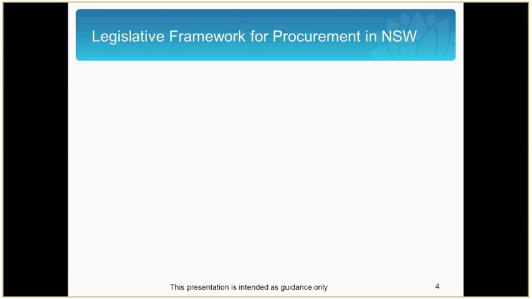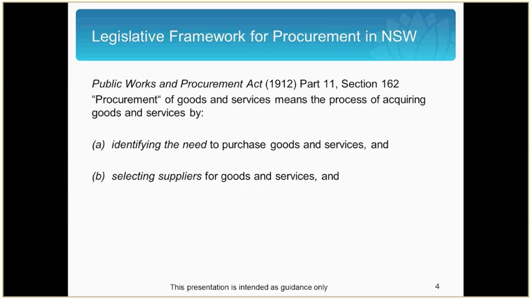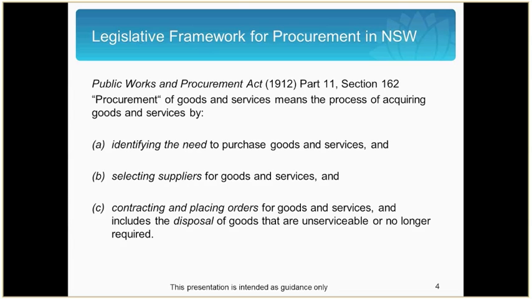The legislative framework for procurement in New South Wales is the Public Works and Procurement Act 1912, which defines procurement as identifying the need to purchase goods and services, selecting suppliers for goods and services, and contracting and placing orders for goods and services, including the disposal of goods that are unserviceable or no longer required. This training module is looking at the third step, contracting under the Procure IT framework.